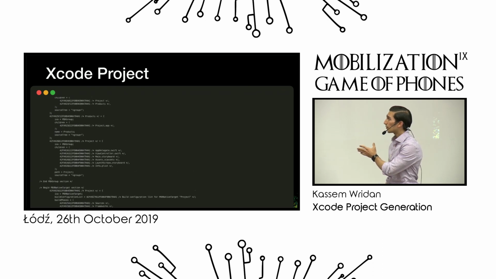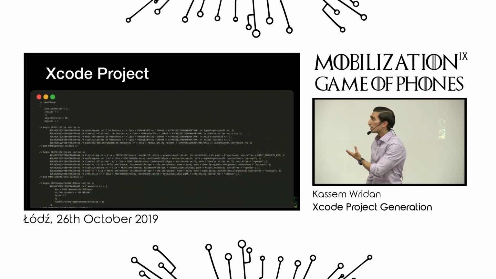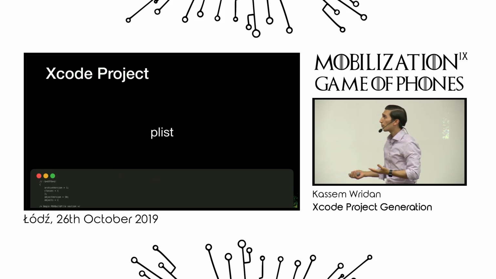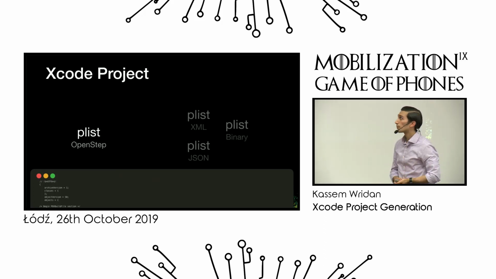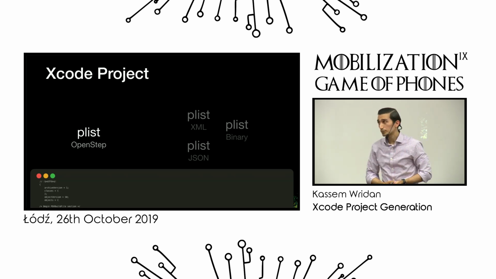Some of you might know this file already, or this format of this file. It's a property list, a slightly older property list format known as the OpenStep format. You might be more familiar with the XML form, the one that is used for your Info.plist file.